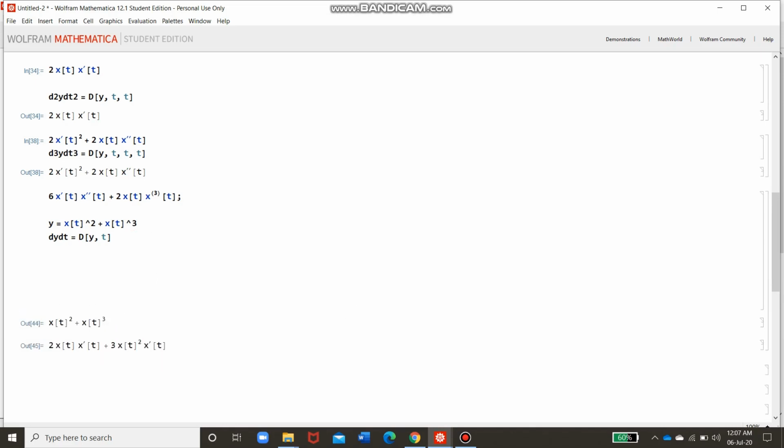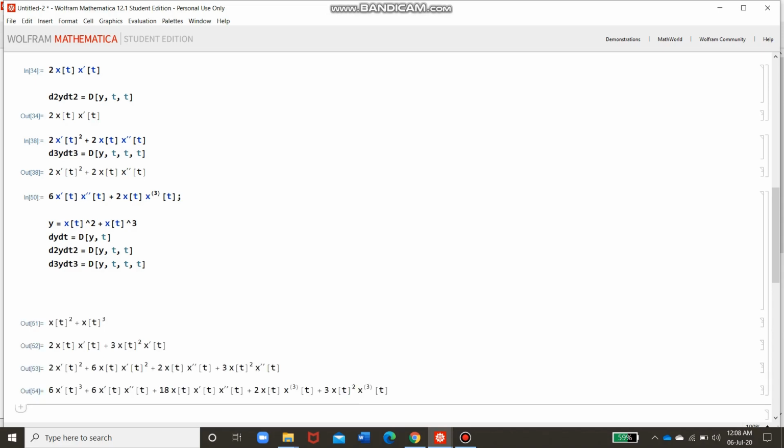And then I want d squared y by dt squared equal to D, comma, square brackets open, then y comma t comma t. And then I have d3y by dt cubed equals the differential of y comma t comma t comma t. And then I'm closing the square brackets.